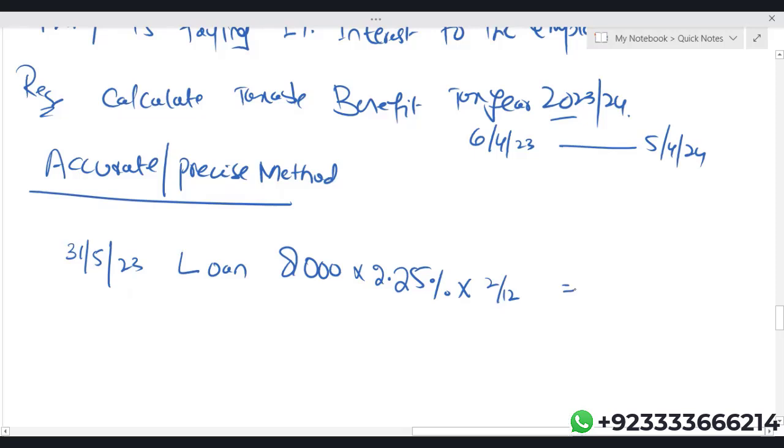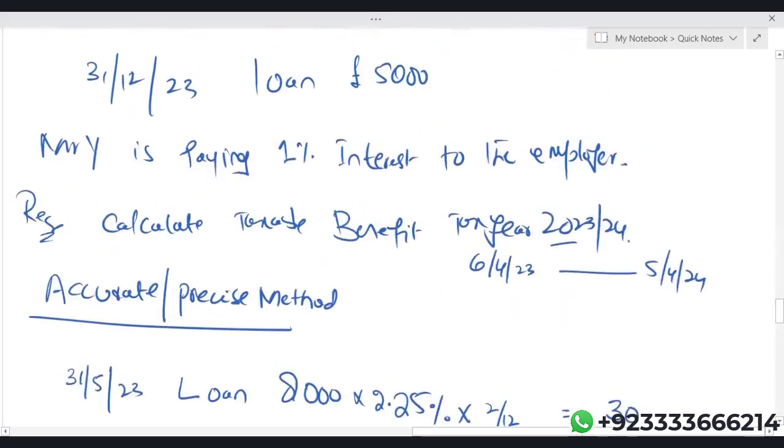Let me just use the calculator. 8,000 pounds. Please, at least one more student should be using the calculator so that there shouldn't be any arithmetical error. Let me recheck. That's fine, 30. Now come back.